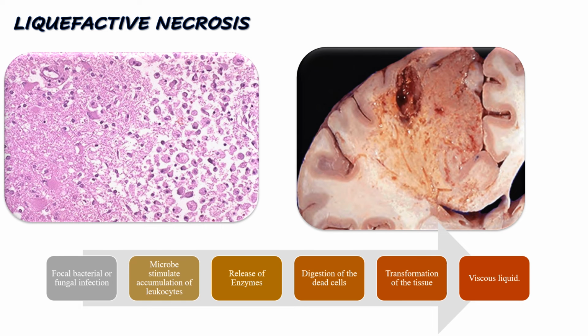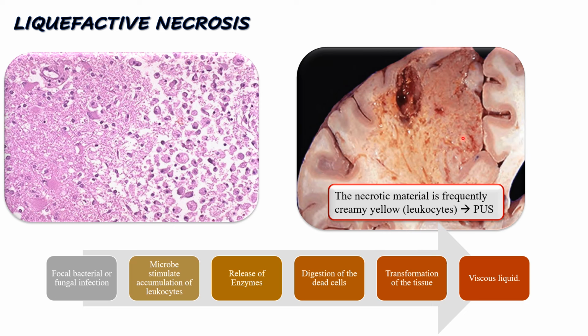So in this picture you can see this necrotic material, creamish yellow material, and microscopically you can see that there are so many inflammatory cells. So this is what you characteristically call pus. Liquefactive necrosis is very characteristically seen in hypoxic injury in the central nervous system, that is CNS.